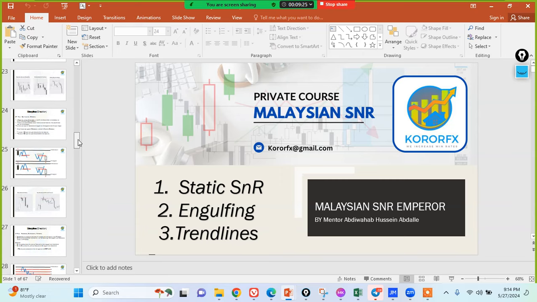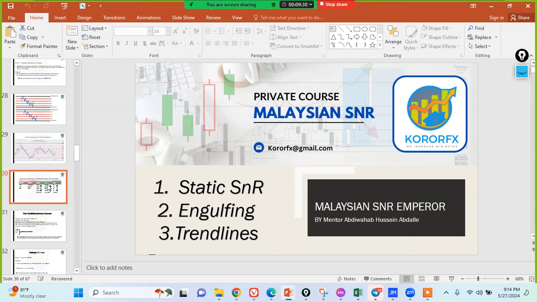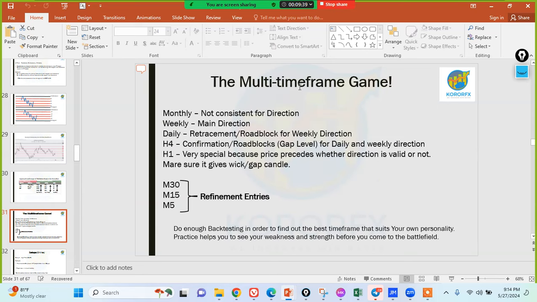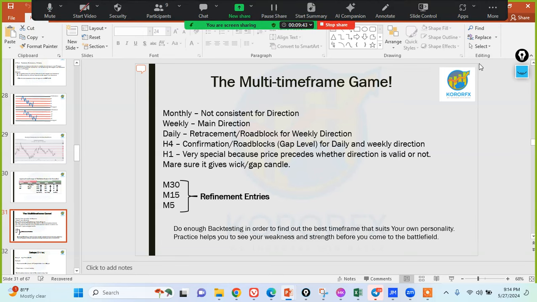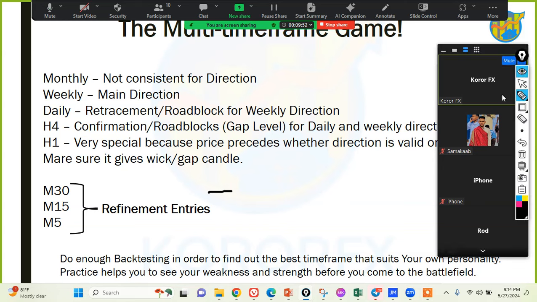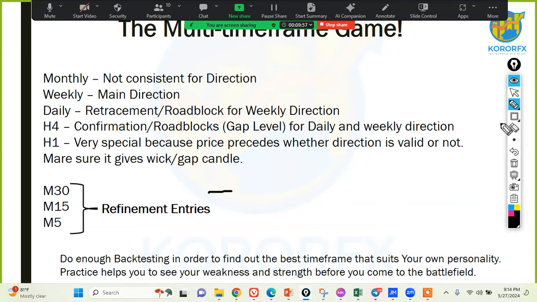When I explain a lot about the storyline, here I give you the time frames or the approach and usage of multi-time frame for a storyline. And here I also talk about the MTF game. So here is your answer anyway. You can get everything about your answer here. Okay, let me show you. Let me share some information here.